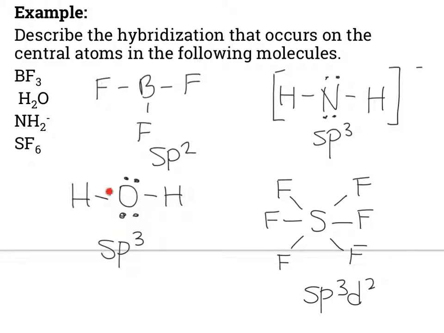Water is sp3. sp3. sp2, 3, sp3, sp2, 3, d2. There you go. That's orbital hybridization.